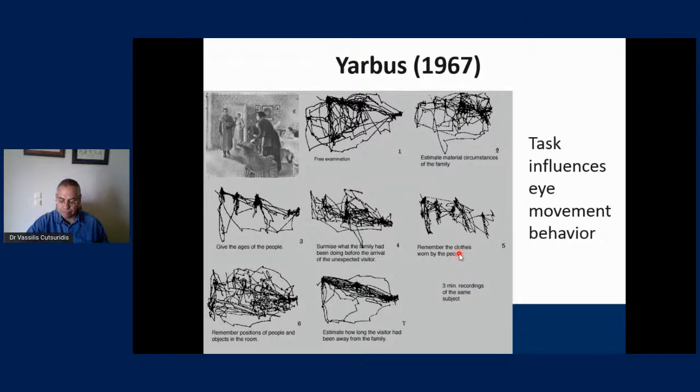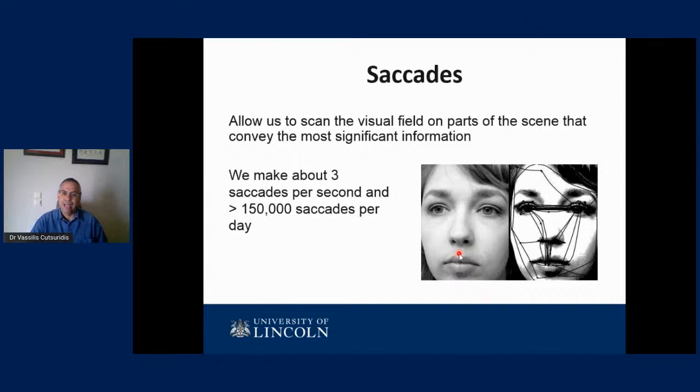Now, saccades are something that we all do in everyday life. We usually generate about 150,000 of them per day, roughly 3 saccades per second. And saccades are heavily related to visual perception. Without shifting the eyes between different fixation points, we wouldn't be able to understand what surrounds us.